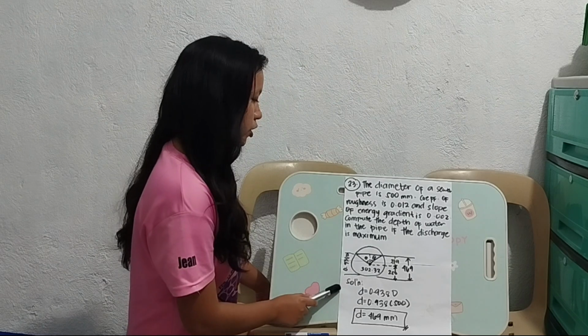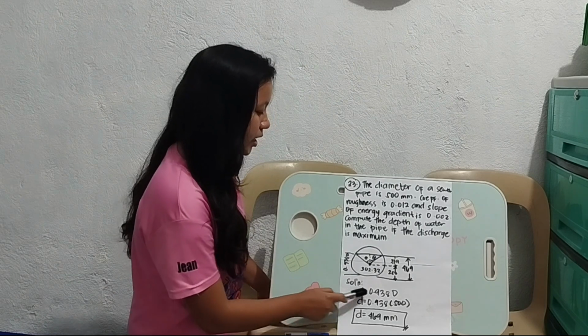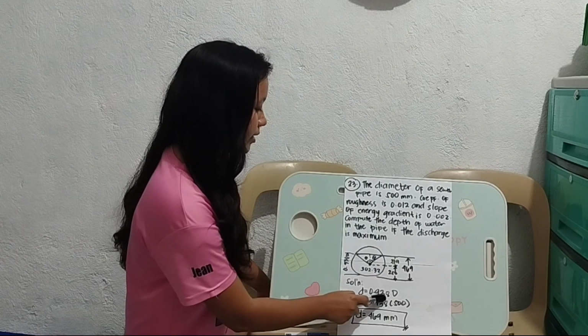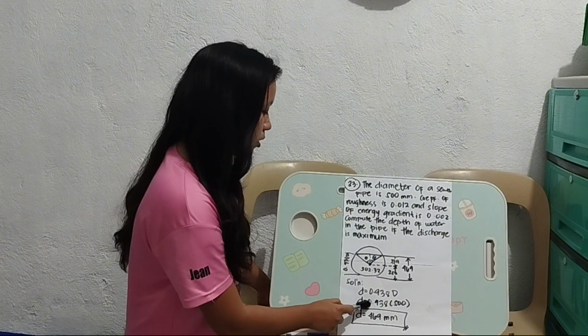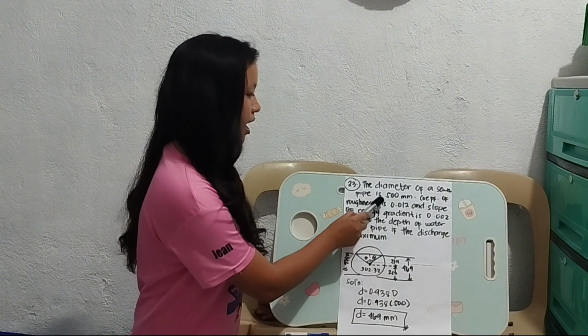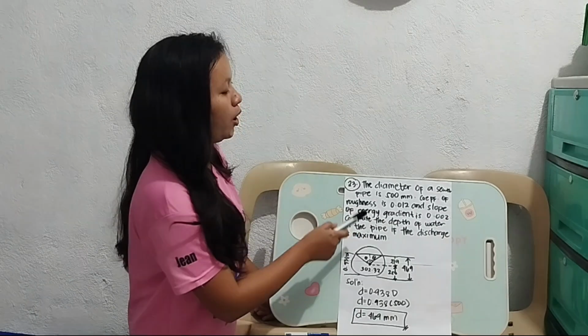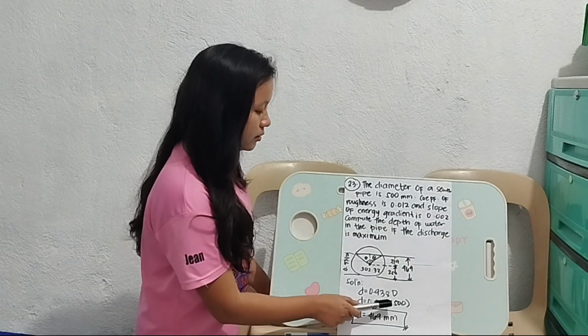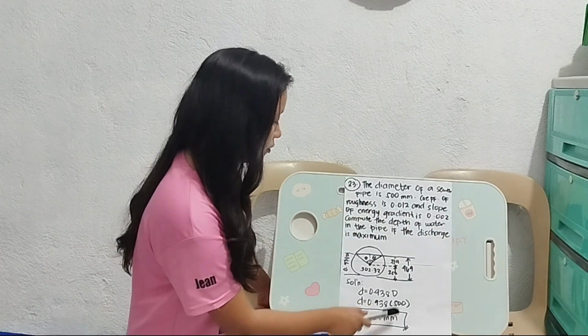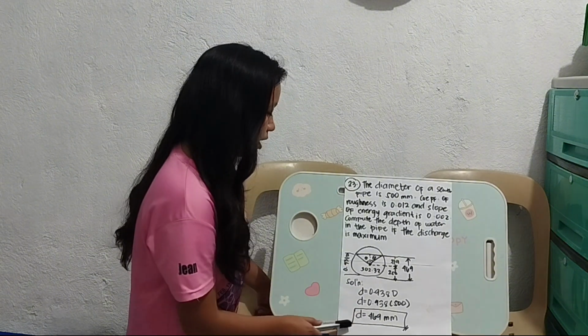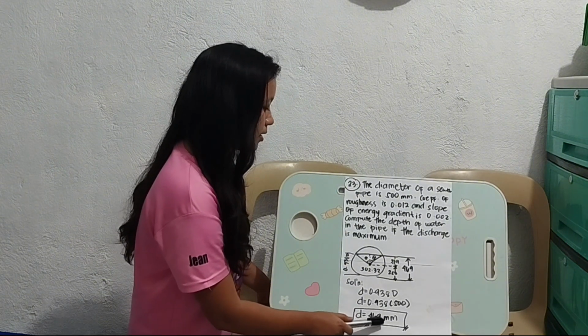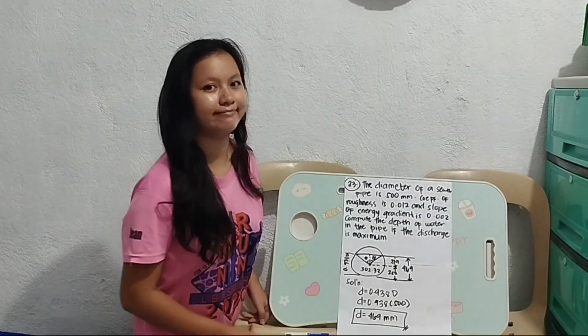So for the solution, we have d is equal to 0.938D. So d is equal to 0.938 times the 500 millimeter diameter. Convert it into meter, we have 500. So multiplying that, we have d is equal to 469 millimeter.